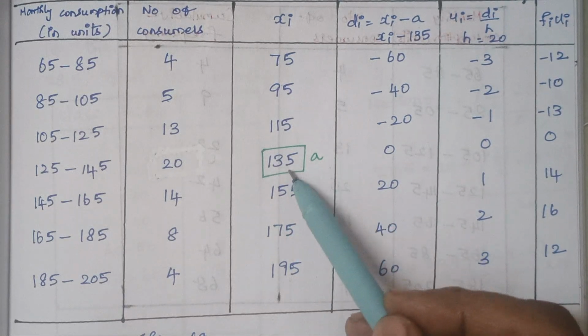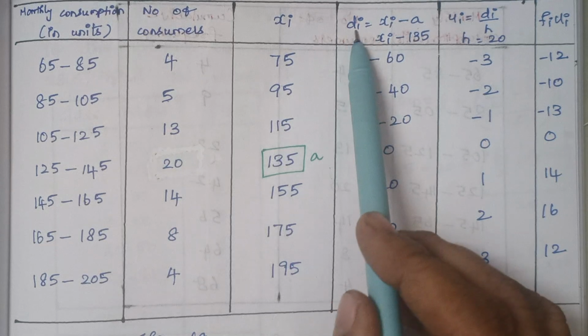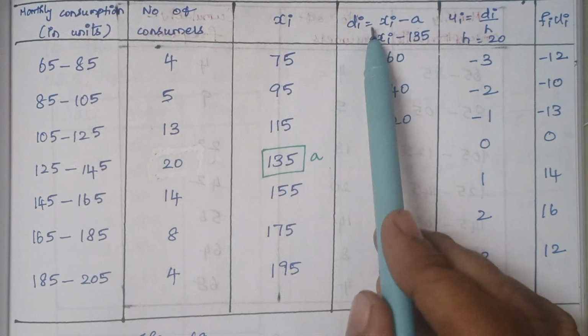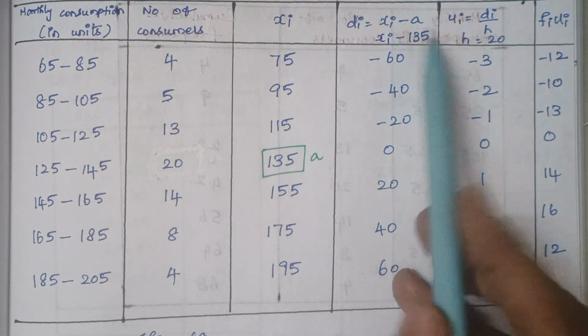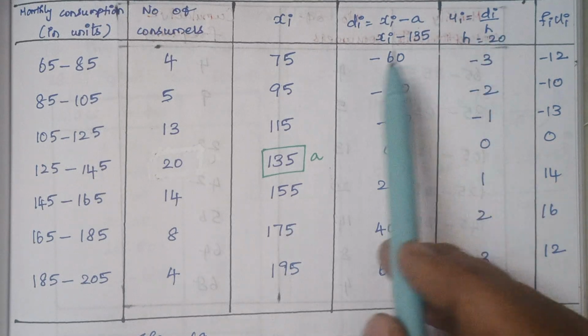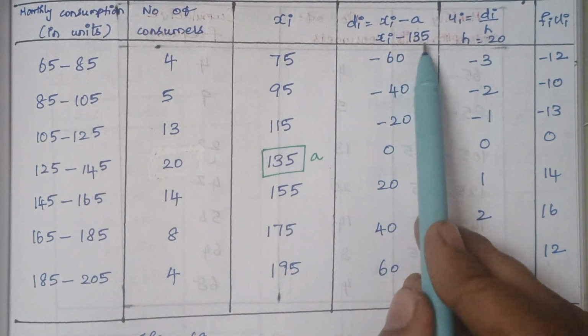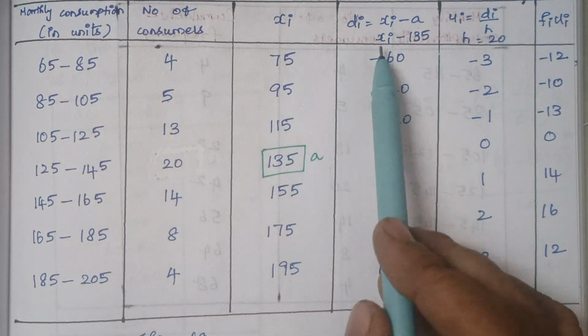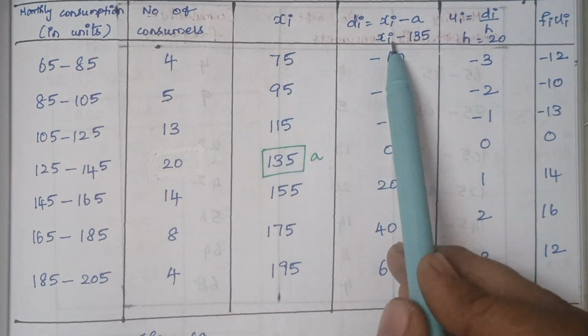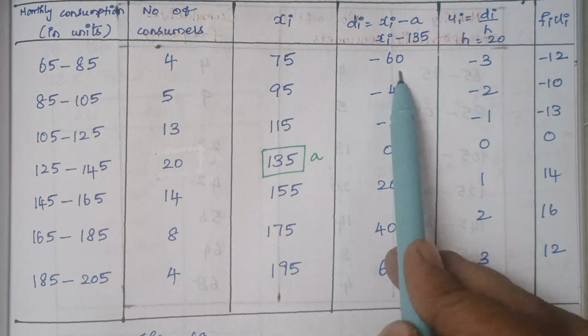So here now with the help of this we are going to find the value of di. di is nothing but xi minus A, and the value of A is 135. So here it is xi minus 135. So just substitute it over here. 75 minus 135 gives you minus 60.